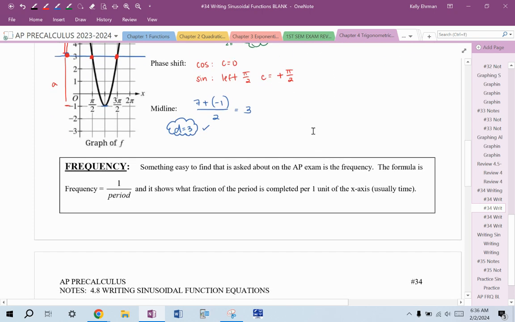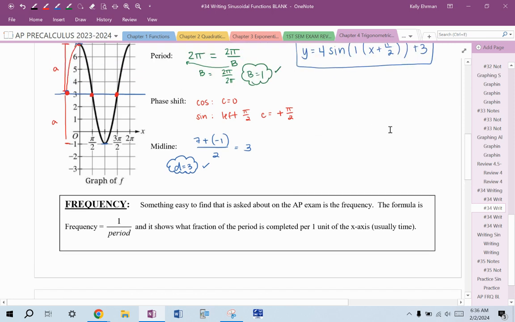There's something called the frequency. This is an easy thing to find if that's just what the AP exam is asking for. I've seen some multiple choice questions that just say the frequency of this graph is blah. So first of all, how do you calculate it? Frequency is just the reciprocal of the period.